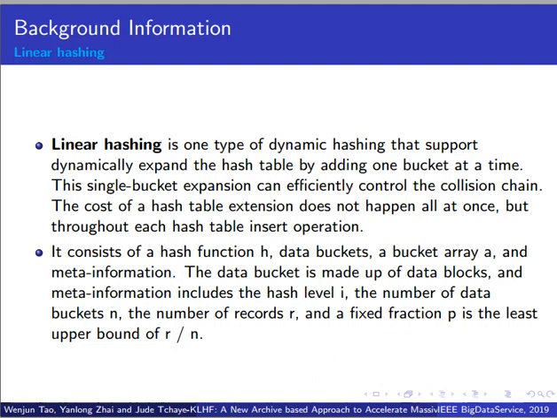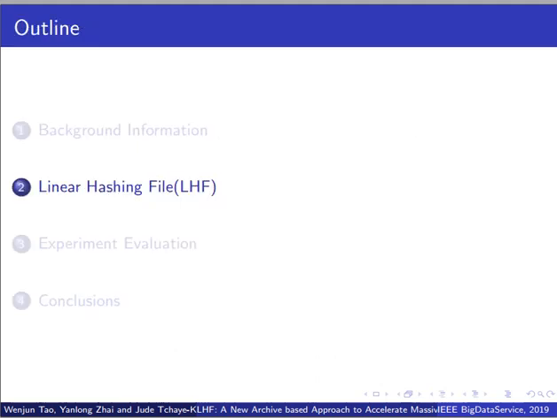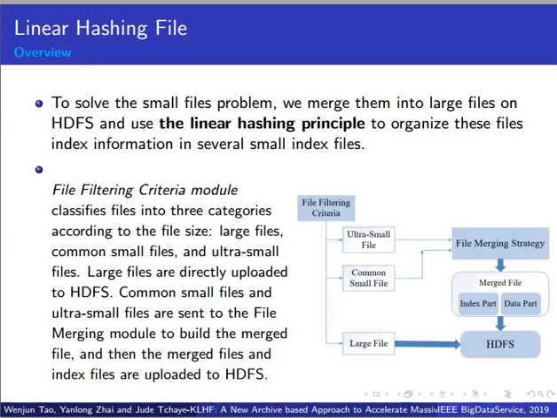The data bucket is made up of data blocks, and the meta information includes the hash level i, the number of data buckets N, the number of records R, and a fixed fraction P, which is the upper bound of R divided by N. The second aspect is the linear hashing file, LHF.